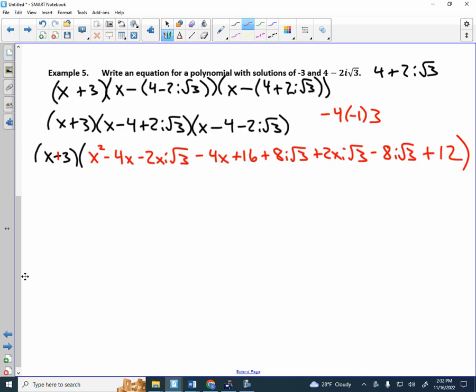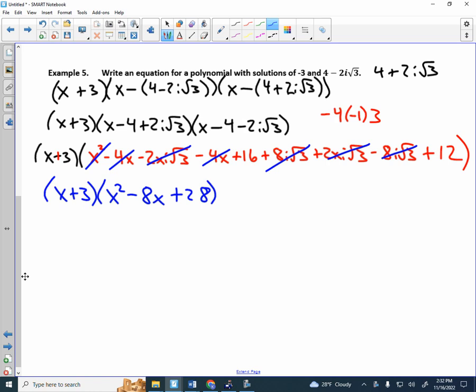What cancels? The negative 2xi roots of 3 and the positive 2xi roots of 3. 8i roots of 3, negative 8i roots of 3. And then we have terms that can combine. So we have this x plus 3 that kind of was hanging out over here. And we have x squared. There's 8 x's that we're subtracting. It's 28. Again, we know we're doing it right if the imaginary parts cancel, and they do.